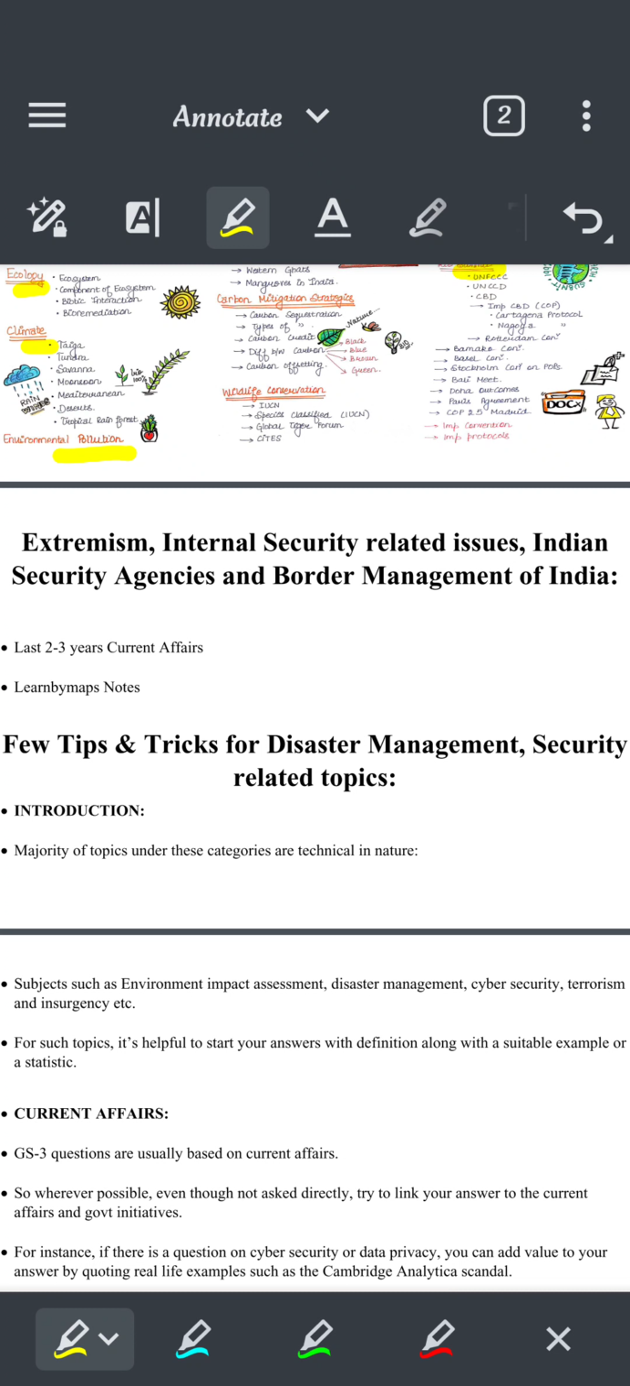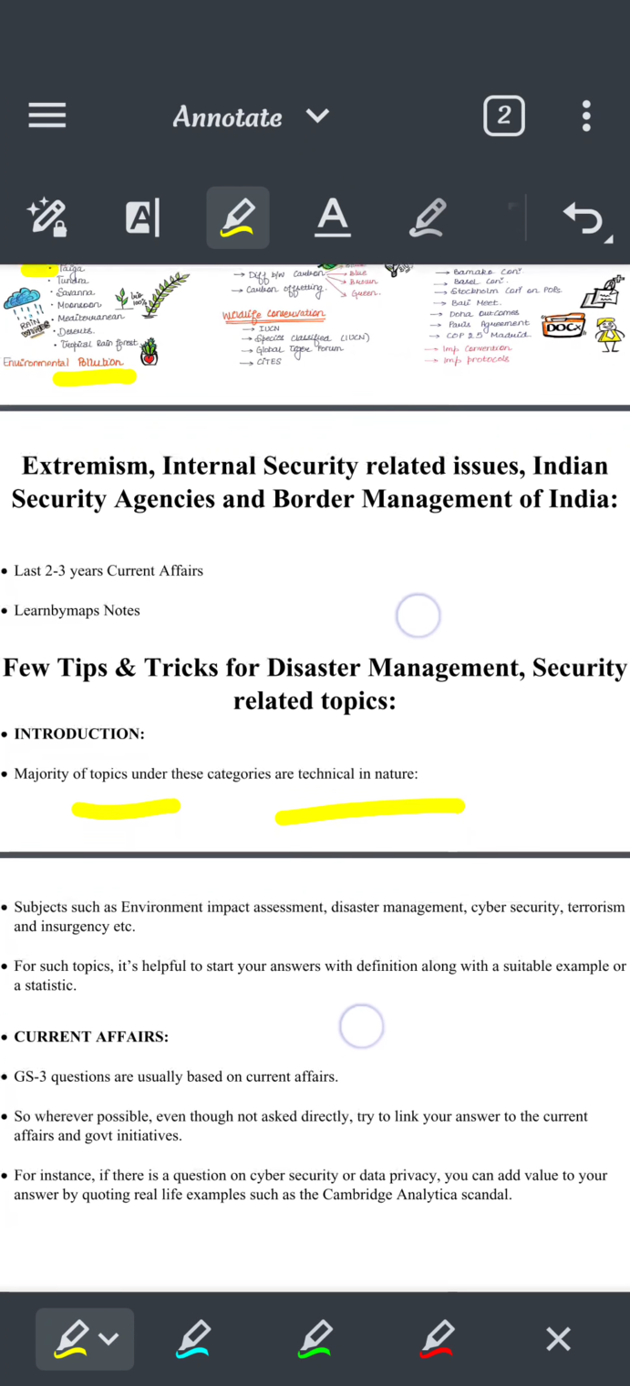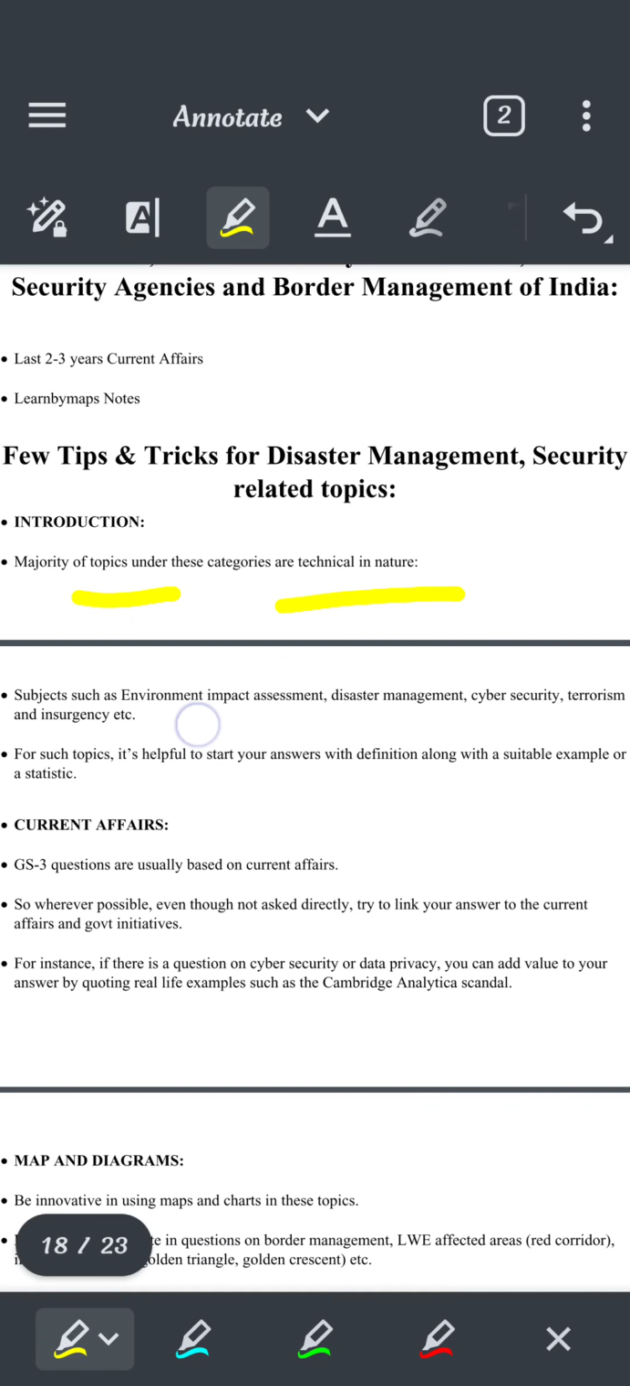In the introduction, the majority of topics under these categories are technical in nature. So for subjects such as environmental impact assessment, disaster management, cyber security, terrorism, insurgency, etc., it's helpful to start your answers with a definition along with a suitable example or a statistic. So the current affairs, how to study about the current affairs.